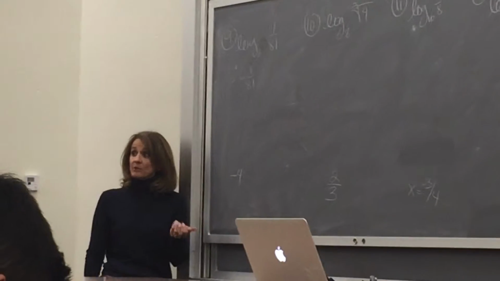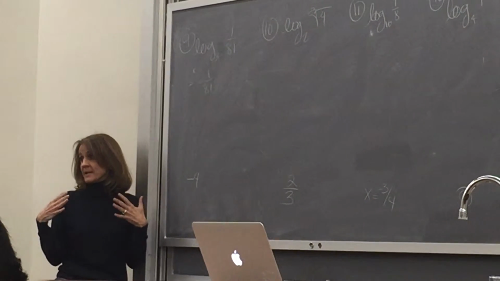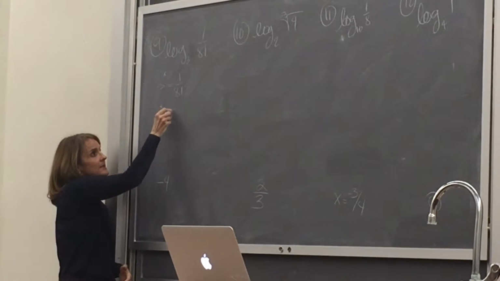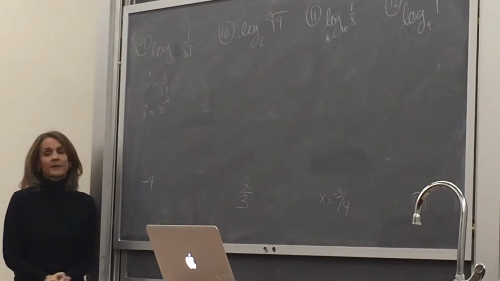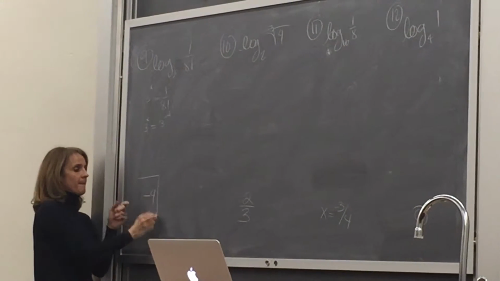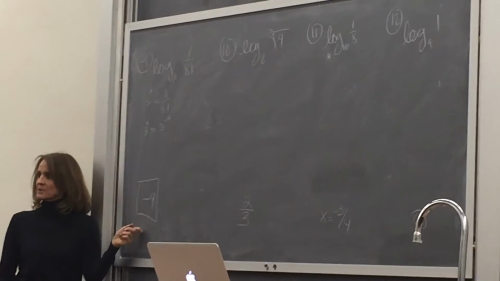The algebraic way to do this is to just make them both have the same base. And the common base here is 3. So this is 3 to the x equals 3 to the negative 4. That means x has to be negative 4. Okay? Questions?